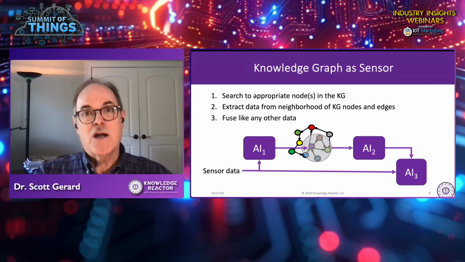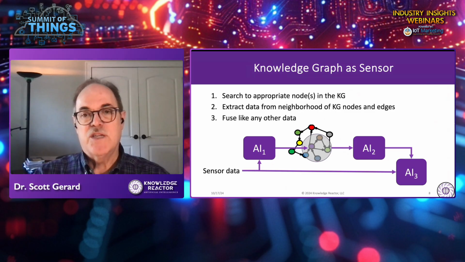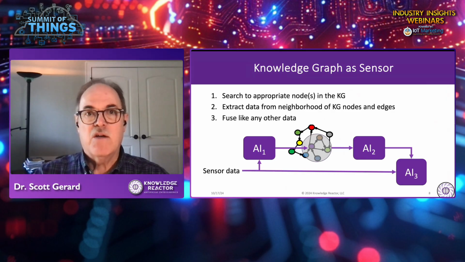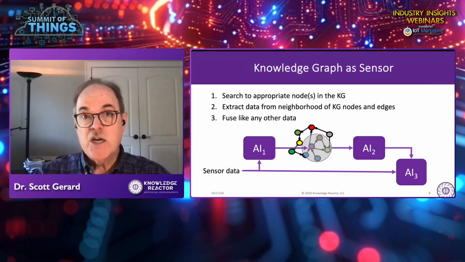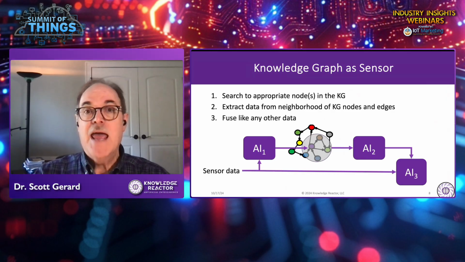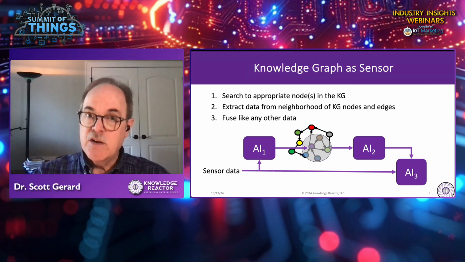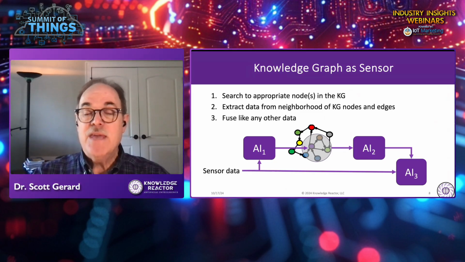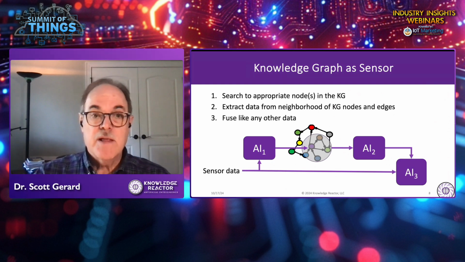I also want to talk about knowledge graphs. We certainly want to have sensors in our system, but we have a lot of knowledge about what's going on in the environment or about the sensor systems itself, and those can often be encoded into a knowledge graph. And can we then take that knowledge graph data and make it a sensor as well? And the answer, I believe, is yes.